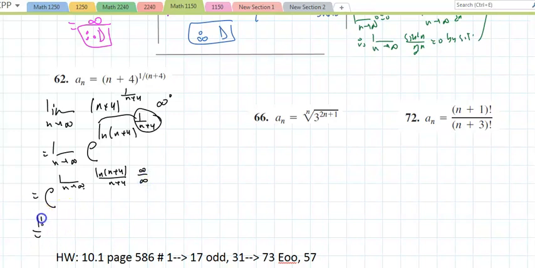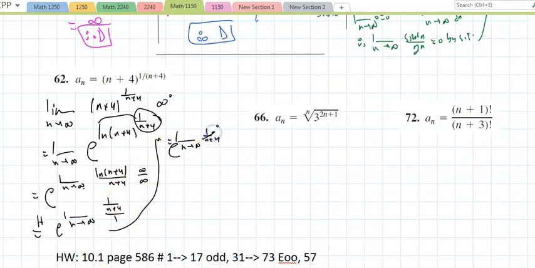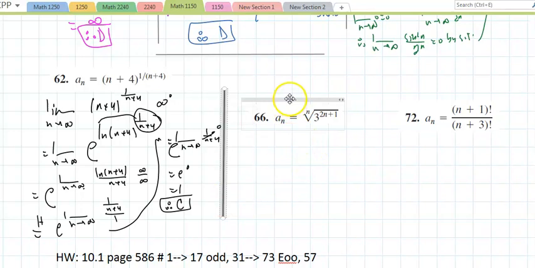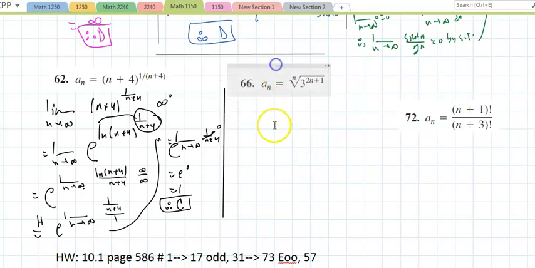So I apply L'Hopital, limit as n approaches infinity. The derivative of the top is 1 over n plus 4, bottom derivative 1. So that is e to the limit as n approaches infinity of 1 over n plus 4. Isn't that 0? And that will be e to the 0, which is 1. Therefore, it converges. So you have to show me that. Every time we come across that, that's section 4.5. We have plenty of those.